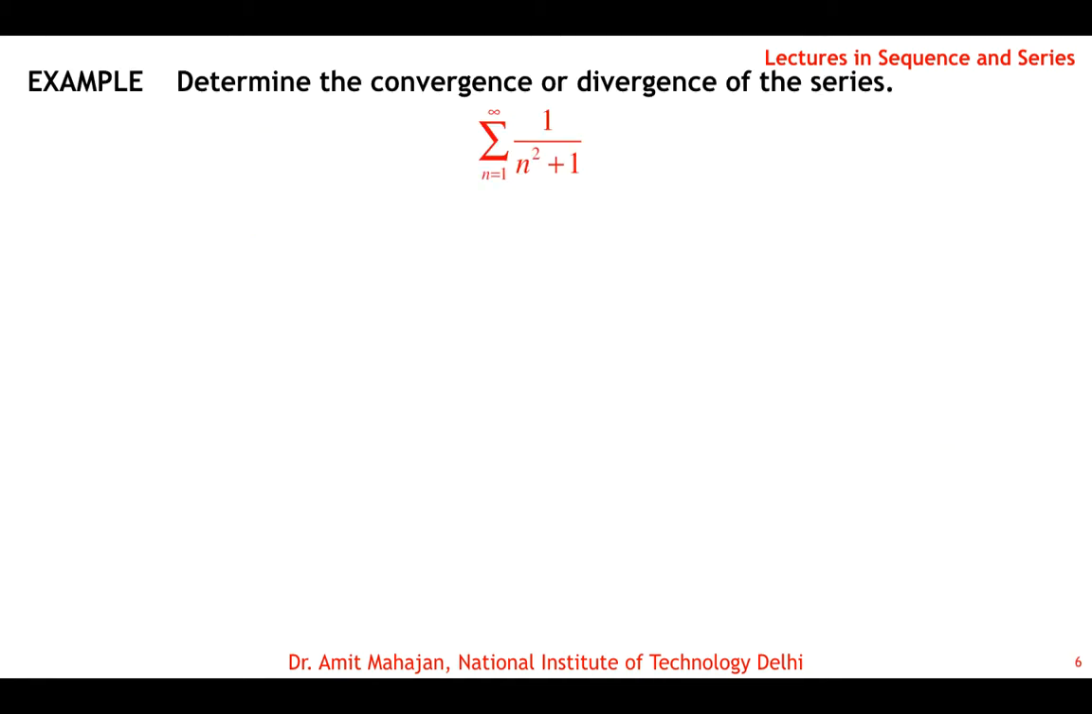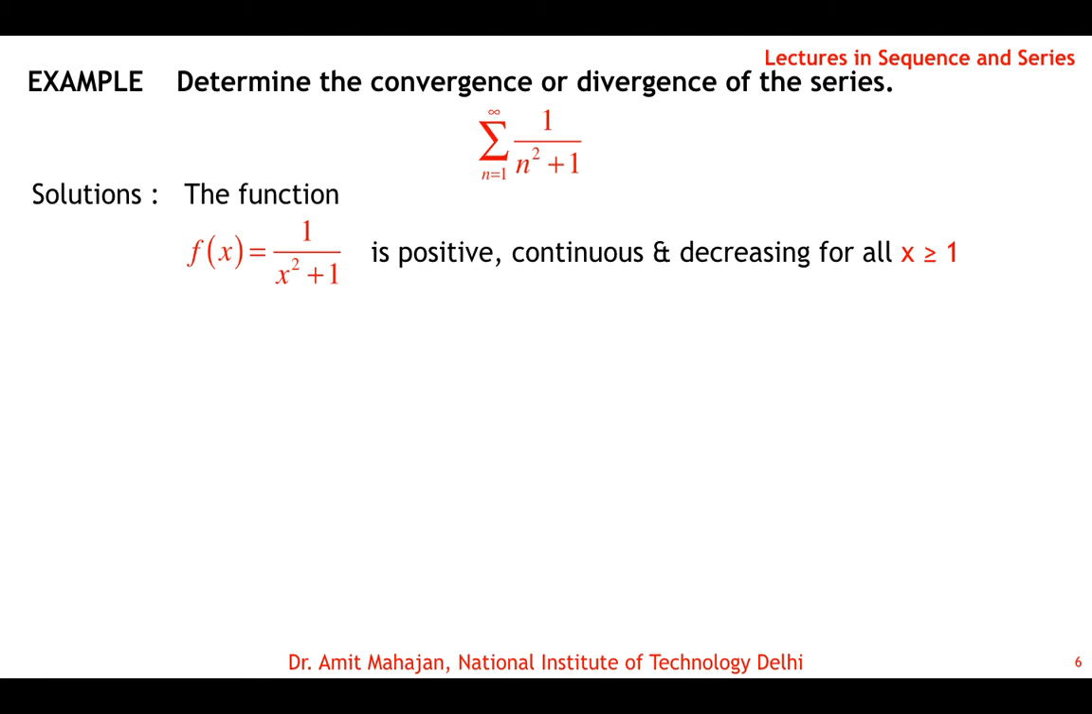Now let us take a few examples here. Determine the convergence or divergence of the series n equals 1 to infinity of 1 over n squared plus 1. You can easily see that if I define a function f(x) as 1 over x squared plus 1, then the function is a continuous, positive and decreasing function of x for all x greater than or equal to 1. So we can apply the integral test here because all the conditions are matched, and for all integer values we will get a_n equal to f(n).